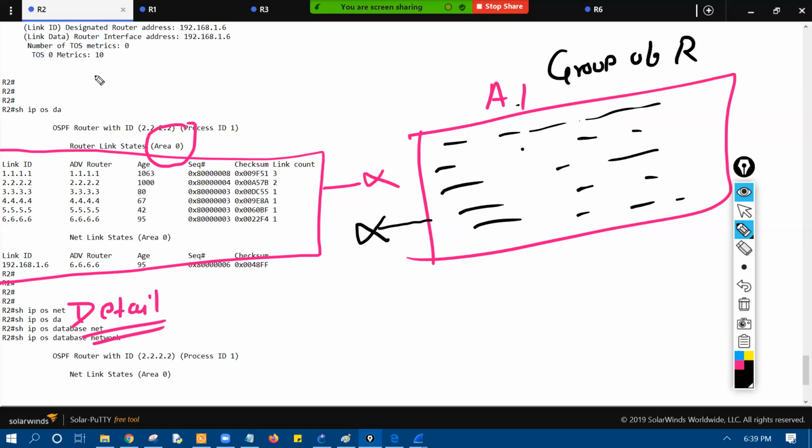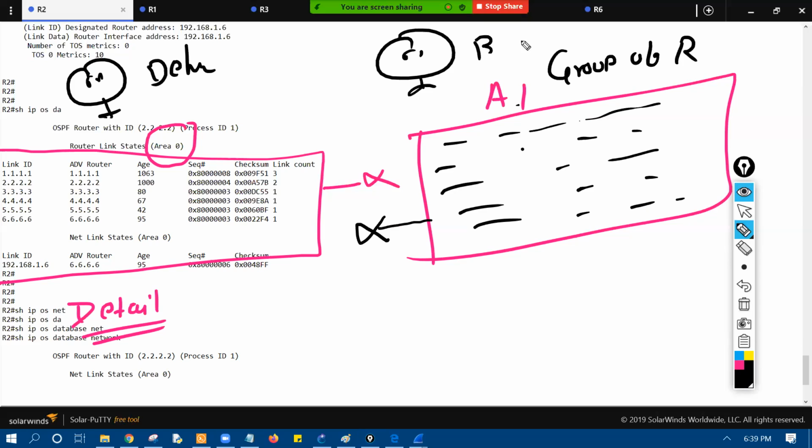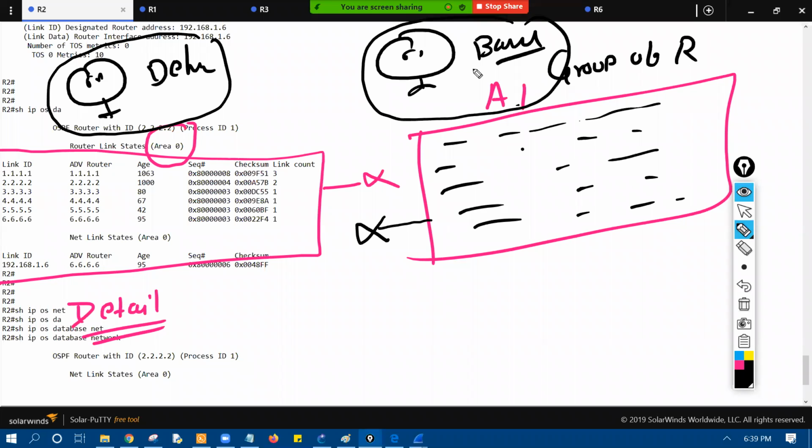Like this, right now, one person is present in Delhi and one person is present in Bangalore. This guy has complete information on Delhi, and this guy has complete information on Bangalore. They know each and every street. But can the Delhi guy know each and every street of Bangalore? Of course not. The Bangalore guy also does not know the streets of Delhi.